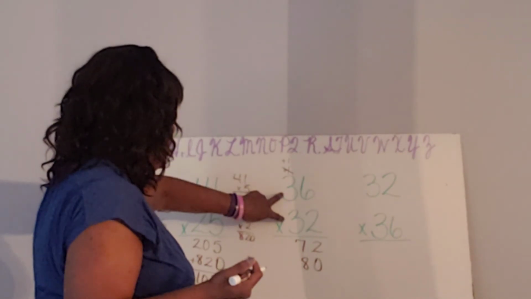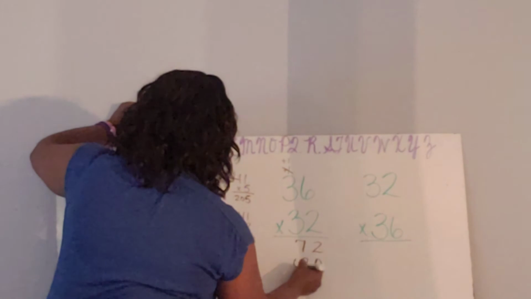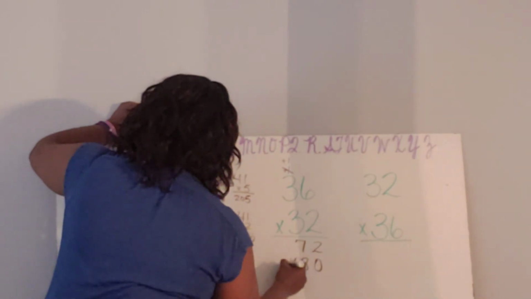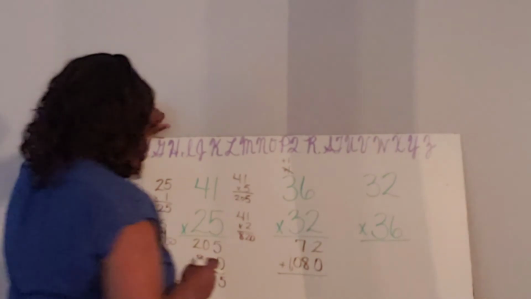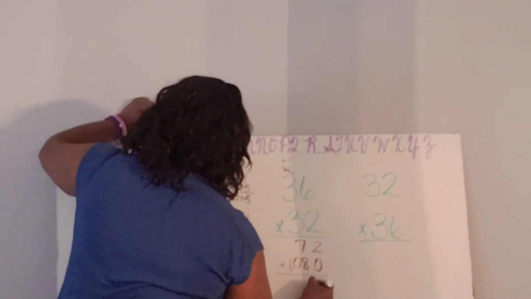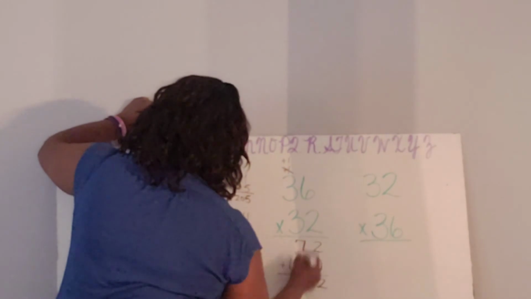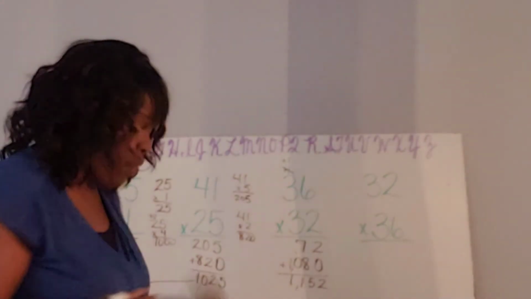So now it's 3 times 3. Good, plus 1, yes, 10. And I simply add my partial products. 2 plus 0, 7 plus 8, carry over my 1, 1 plus 0, and 0 plus 1. Right, so 1,152.